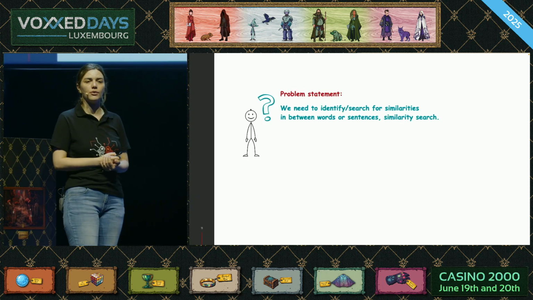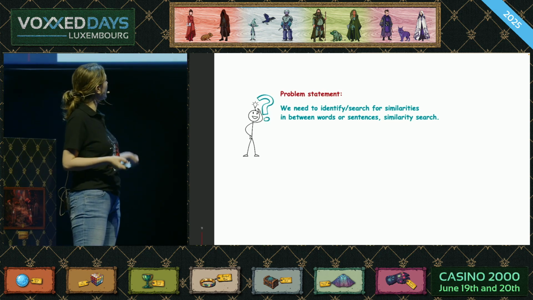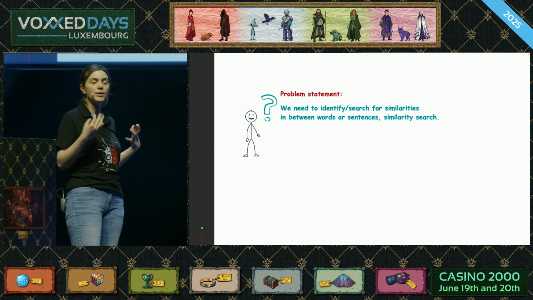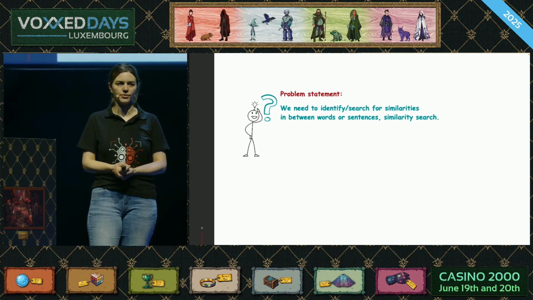So now, what's our challenge? What's our problem statement? We need to identify, search for similarities between words and sentences, a concept known as similarity search.